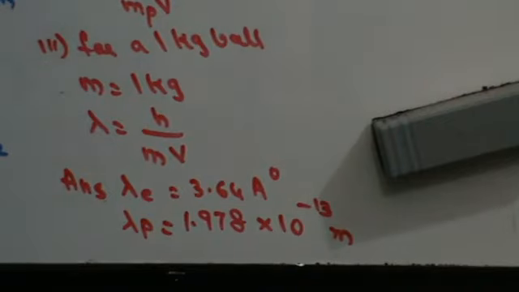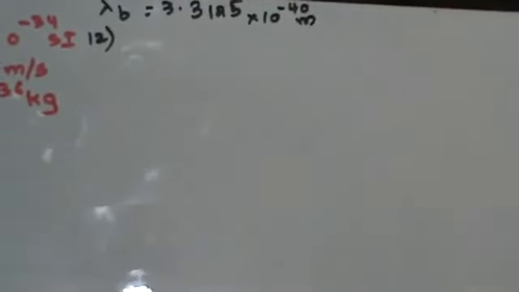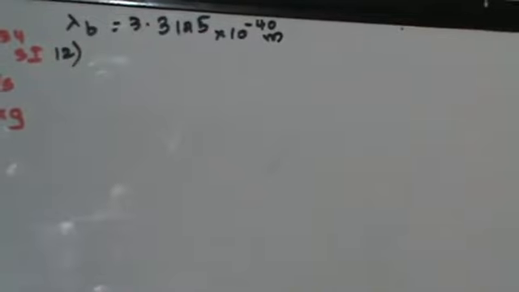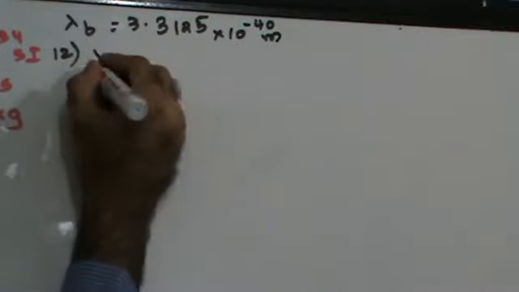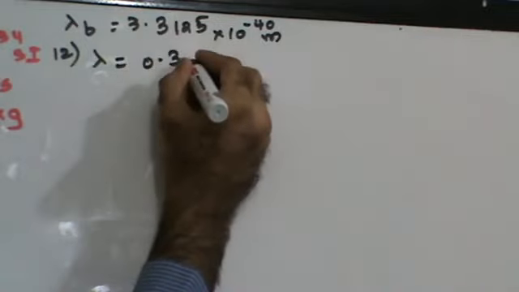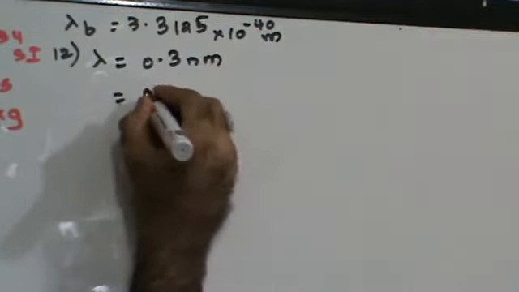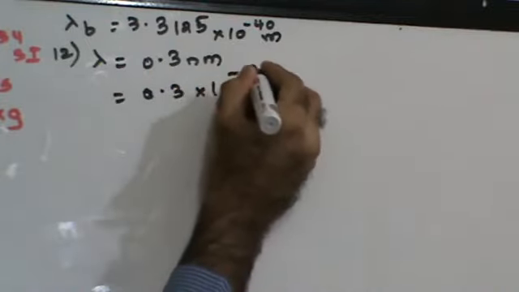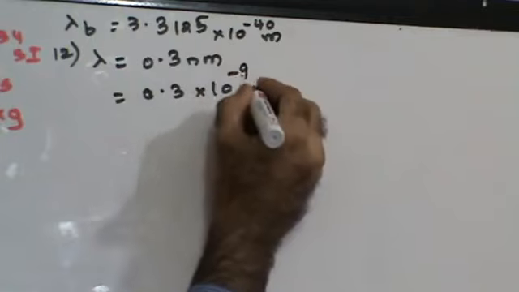Next, take down the next one, please. What is the speed of a particle that has de Broglie's wavelength of 0.3 nanometers?